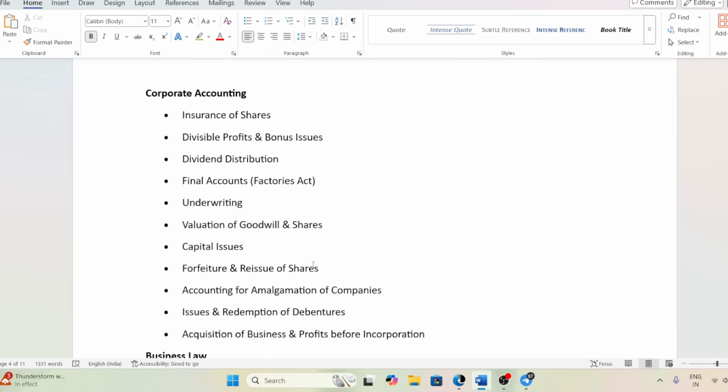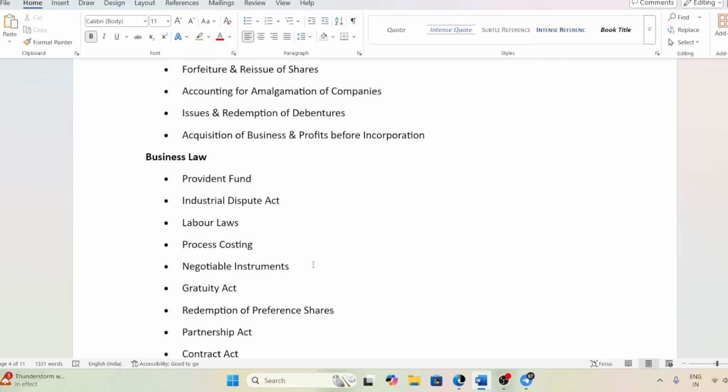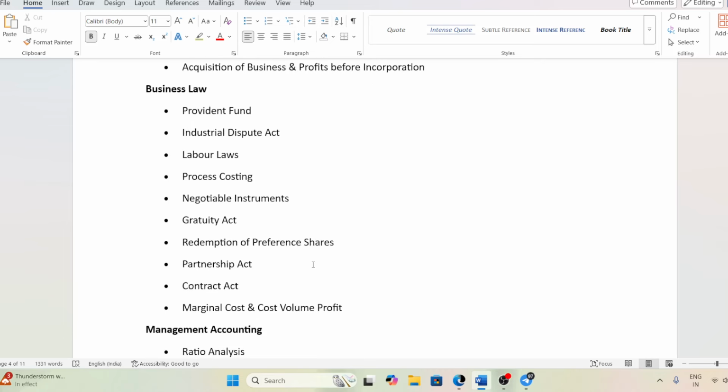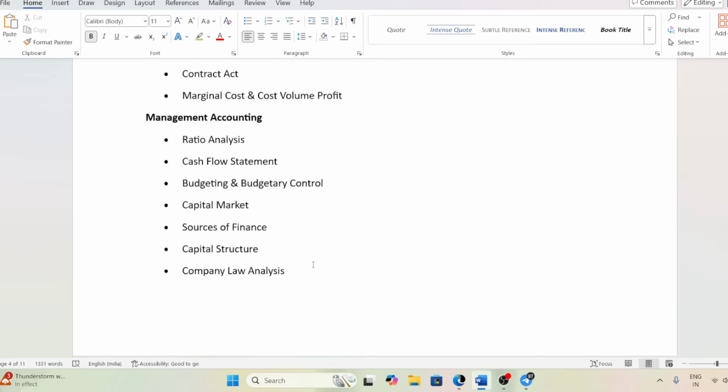Then corporate accounting: issue of shares, dividend, distribution of profit, underwriting, valuation of goodwill and shares, capital issue, accounting of amalgamation of companies, like this. Then we have business law: provident fund, industrial disputes act, labor law, process costing, negotiable instrument, gratuity, redemption, partnership act, contract act, marginal cost and cost volume profit.